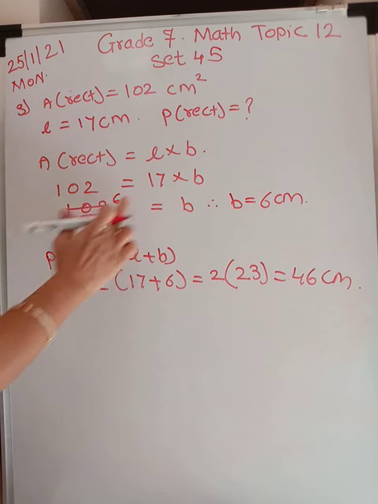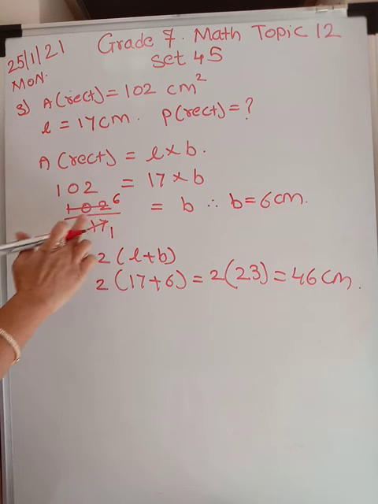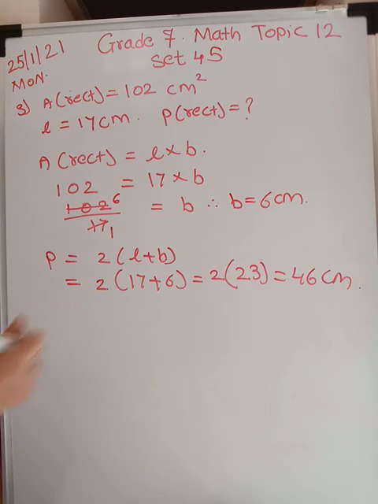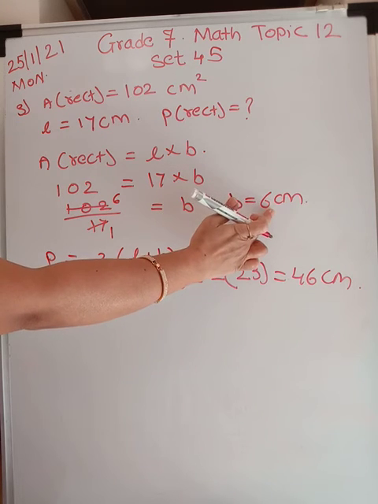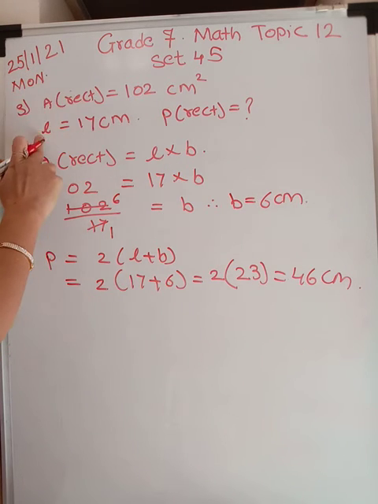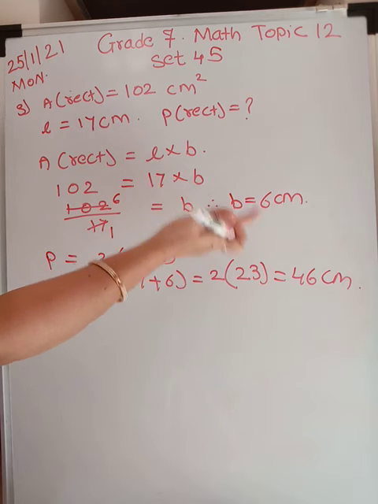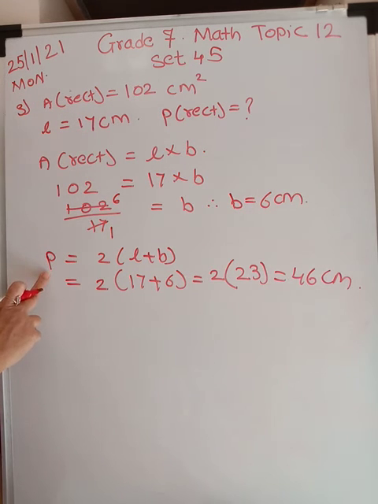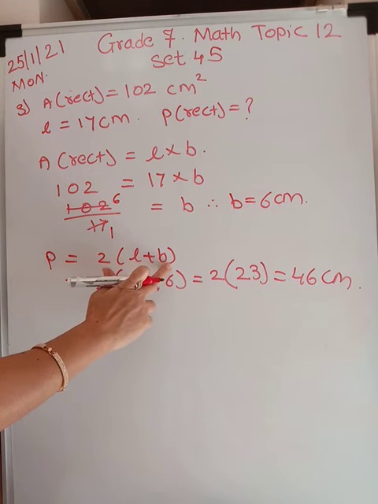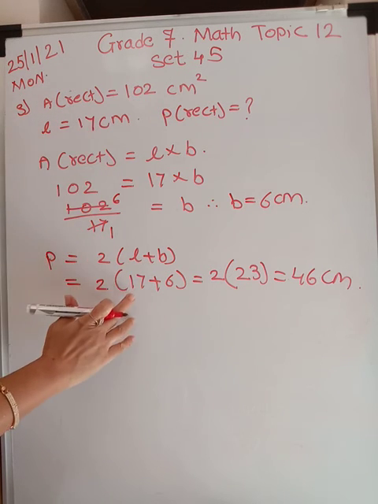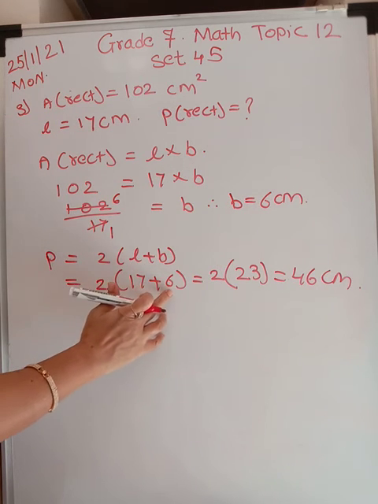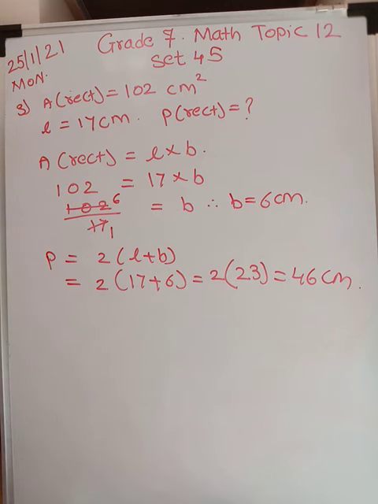So what will be B? 17 shifted over here, we get 102 upon 17. 17 1s are 17 and 17 6s are 102. Okay, so what we got is breadth as 6 centimeters. So with the help of area and length, we could first find the breadth. And then knowing now length and breadth both, we can find the perimeter as well. So what is perimeter? 2 into length plus breadth. How much is length? It's already given, 17. And breadth we have found out, that is 6. So 2 into 17 plus 6, that is 2 into 23, which is equal to 46 centimeters.